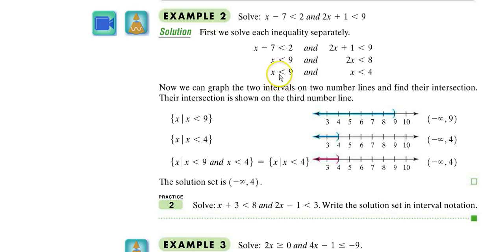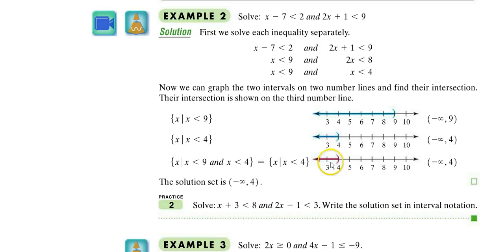Now notice it's x is less than 9 and x is less than 4. So if we put the first one on, x is less than 9, it looks like this. x is less than 4 looks like this. So they're both going in the same direction, but where are the lines on top of each other?